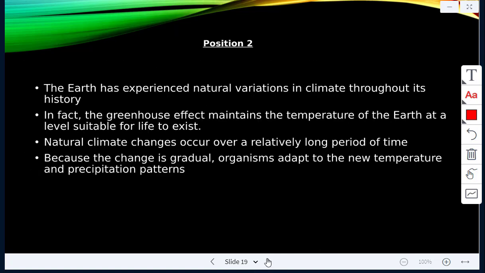The second position is that Earth has experienced natural variations in climate throughout its history. In fact, the greenhouse effect maintains the temperature of the Earth at a level suitable for life to exist. Natural climate changes occur over a relatively long period of time. The change is gradual, so organisms will be able to adapt to the new temperature and precipitation patterns. So those are the two positions on global climate change.